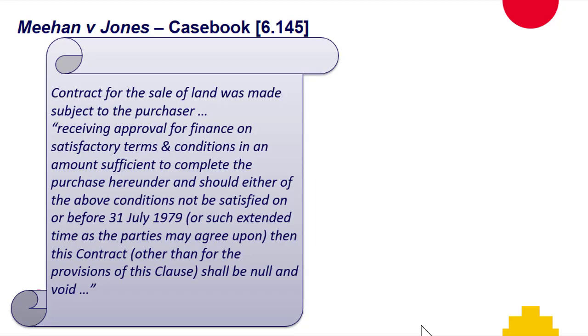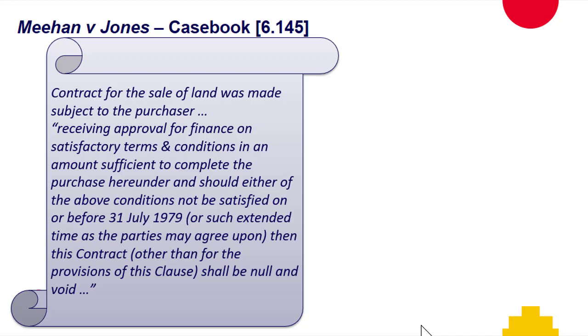So Meehan and Jones. This is the one that Sue was talking about. I keep saying last week, but it was 2 weeks ago now. This was the contract where, amongst other things, the purchaser needed to receive approval for finance on satisfactory terms in an amount sufficient to complete the purchase under the contract, and there was another condition as well. I can't remember what it is off the top of my head. If those two things weren't done by the 31st of July or another date that they might agree later, then the contract was going to fall over.